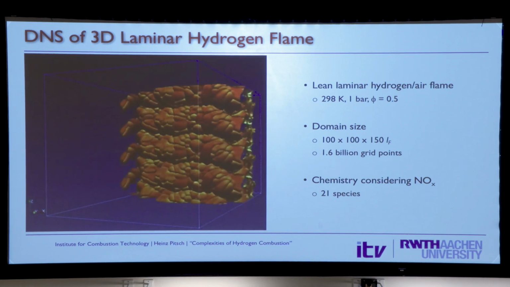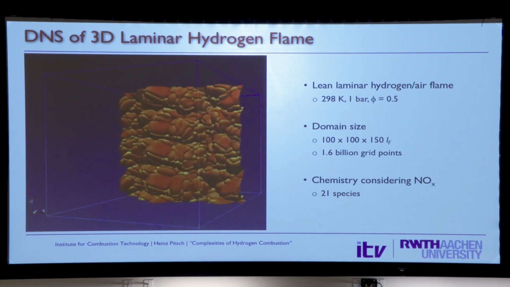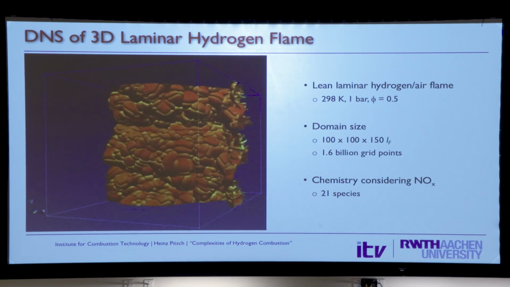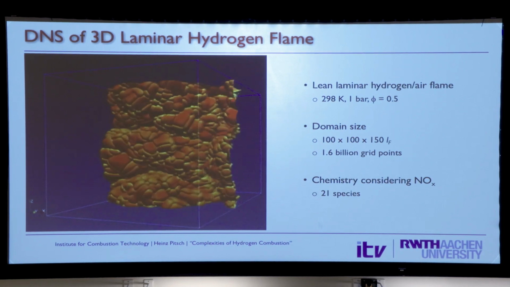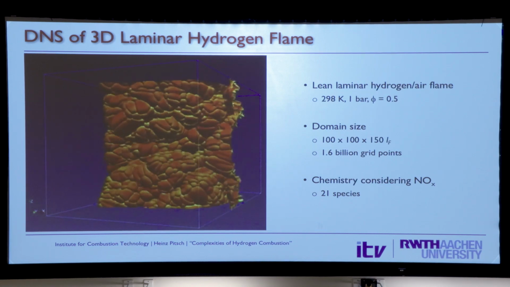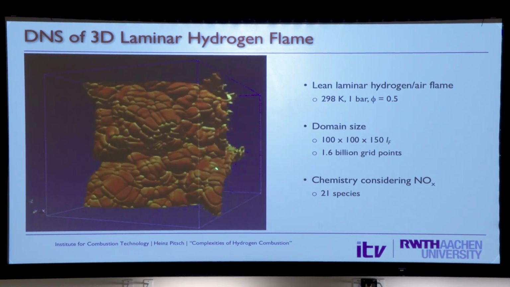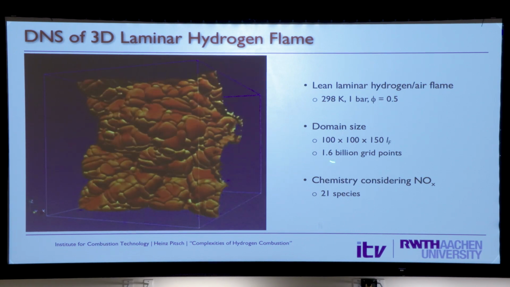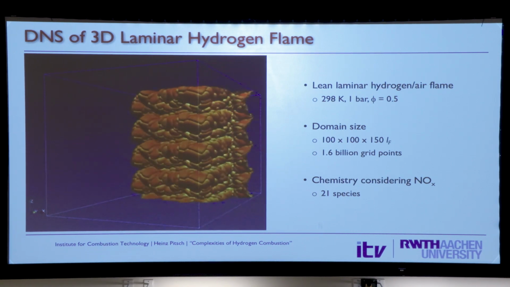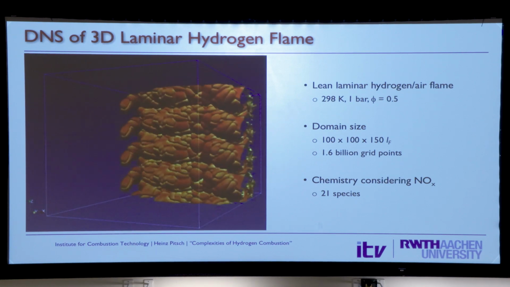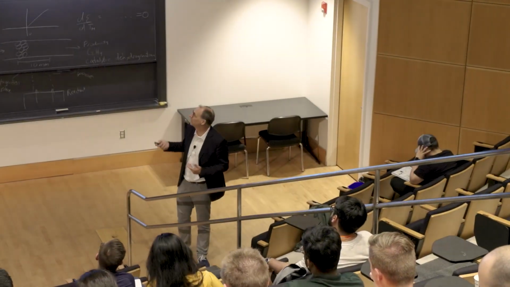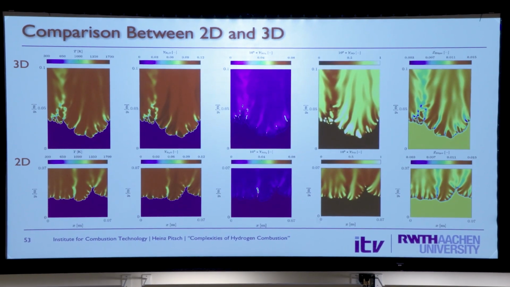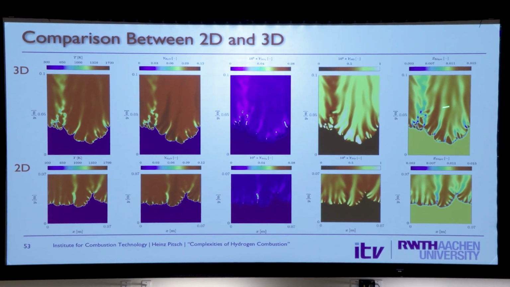Another interesting question is, I showed you all these simulations in 2D. Is it also valid in 3D? And so we did 3D simulations. We did only one, actually, because this simulation costs as much as a big DNS, 1.6 billion grid points and so on. So it's a laminar flame, but it's super expensive to do. But we compare. Here's the 3D result.